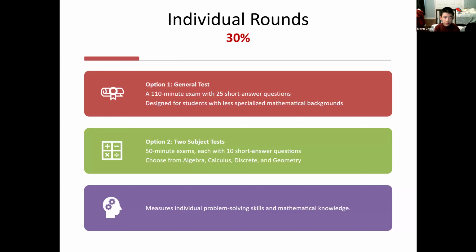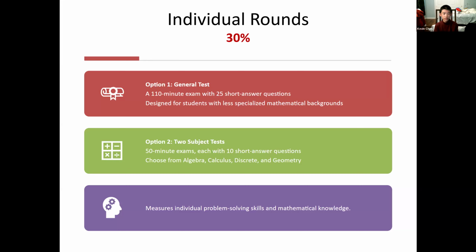The first option is that you could take the general test. It's a 110-minute exam with 25 short answer questions. It may seem like it has a lot of questions and takes a very long time, but it's actually designed for students with less specialized mathematical backgrounds. For example, if it's your first year of the SMT, you should most likely take the general test, because you can get a feel of how the problems are designed.